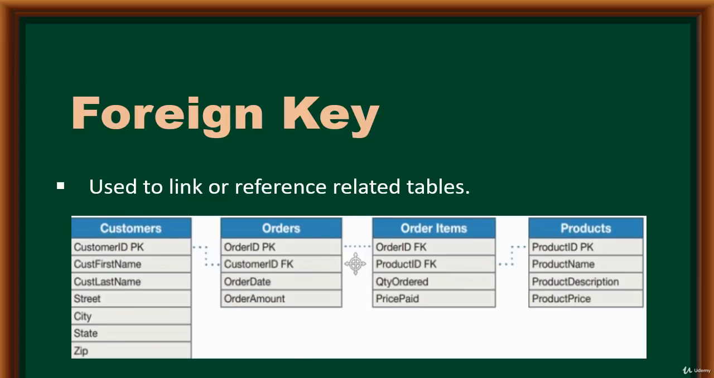So the table that contains the foreign key is called the child table, and the table containing the primary key is called the parent table. So in this case, the customer ID here, where we've got the primary key, is the parent table, while the customer ID here, where we've got the foreign key, is the child table.